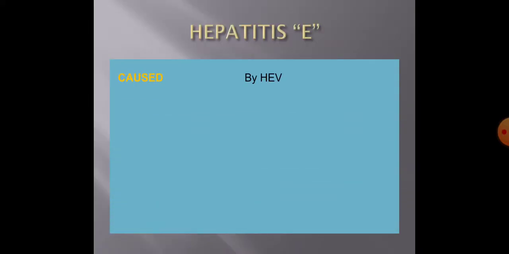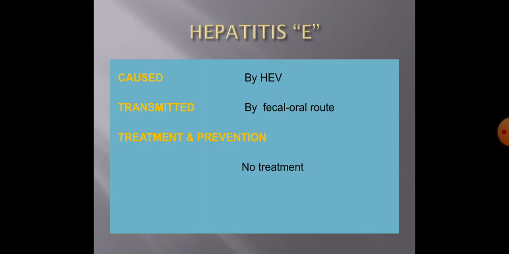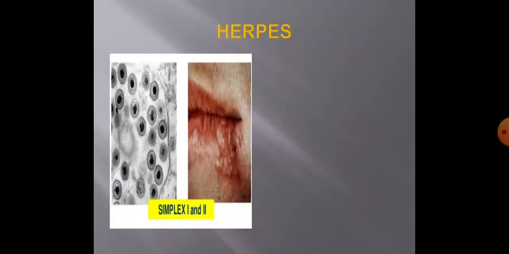Hepatitis E is caused by the HEV virus, which is a kind of RNA virus, just like HIV, and it is transmitted by the fecal oral route. Treatment and prevention are not available, and observation of proper hygiene is important for the prevention.